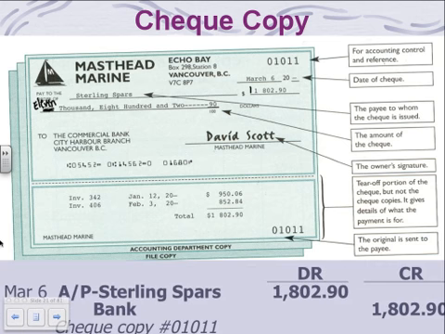Most important here, we have our journal entry. March the 6th is the date. We owed money to Sterling Spars, so now we're paying it off. So we're going to debit accounts payable, in this case Sterling Spars, and then we're going to credit bank, because our bank goes down as we're paying him or her off, for $1,802.90. For the reference, you can just write the check copy number.